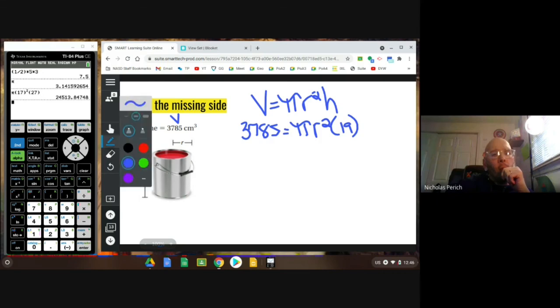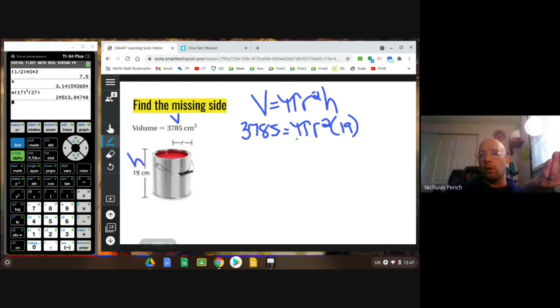I have to figure out what r is. Is r all by itself? No. What's in the way? Pi is attached. 19 is attached. And squared is attached. Let's get rid of the pi first because it's in front. I'm going to divide both sides by pi. Cross you out. Let's do it here. 3,785 divided by pi.